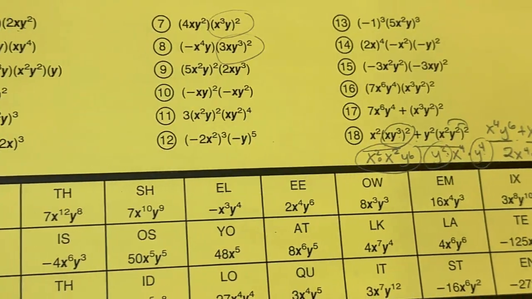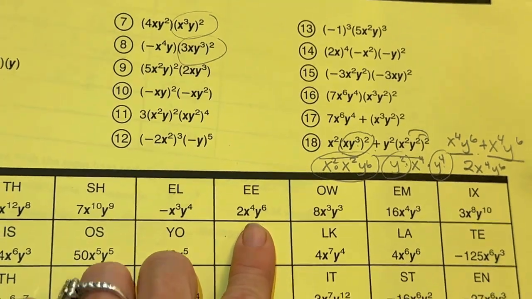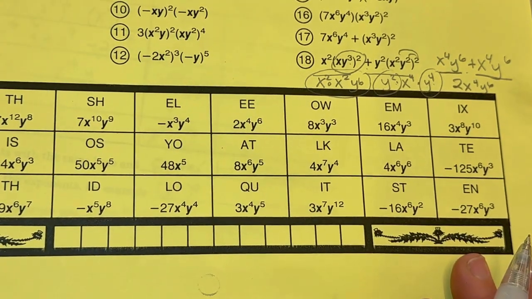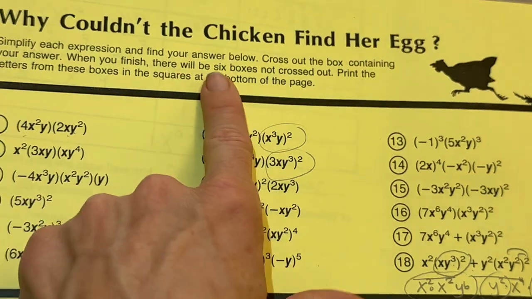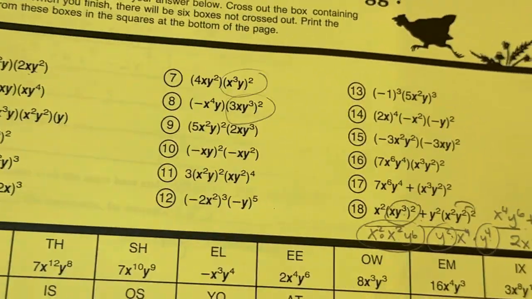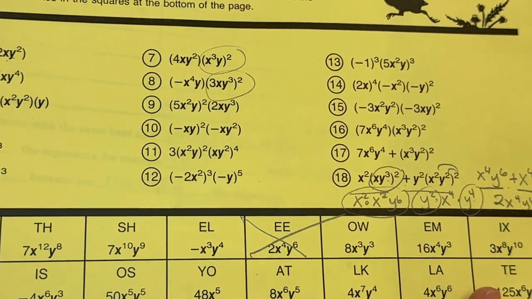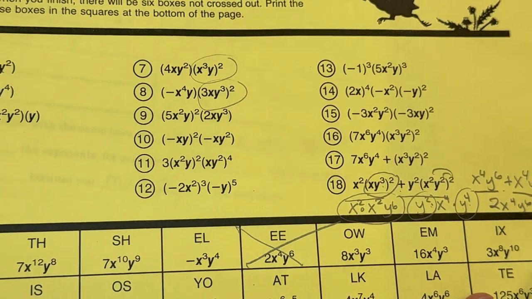And do I see it on here? Oh, EE. So for 18, simplify each expression, find your answer below, cross out the box containing your answer. Oh, okay. So it won't be this saying.